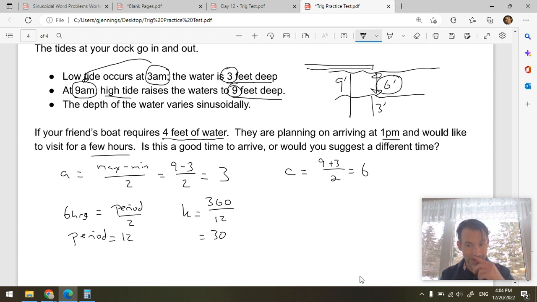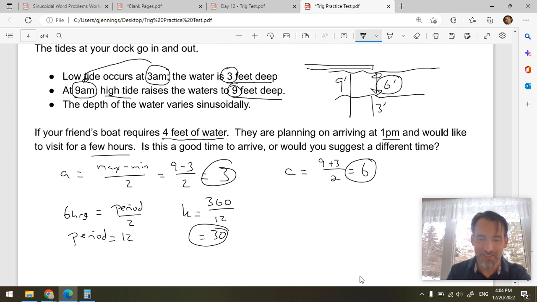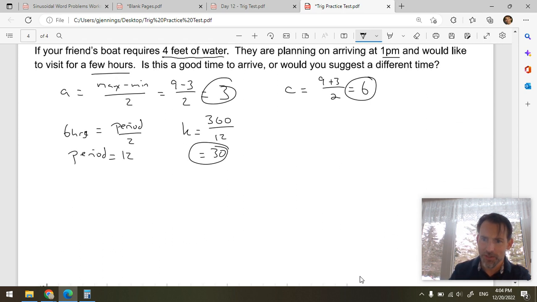All right, aren't you glad that I rounded to 12 hours instead of 12 hours and 25 minutes? You'd have a K with a lot of decimals to it. So anyhow, K is 30, A is 3, C is 6. Let's solve for the phase shift. I make the questions, but I haven't solved this one yet, so I don't know what the phase shift is going to be.